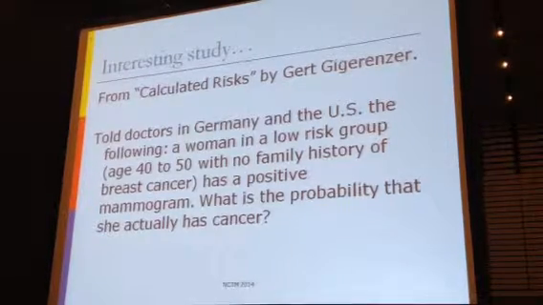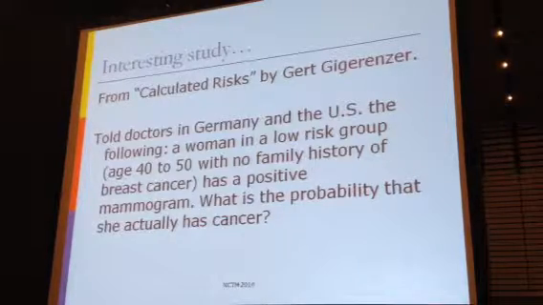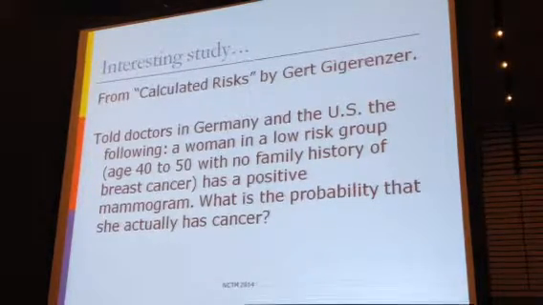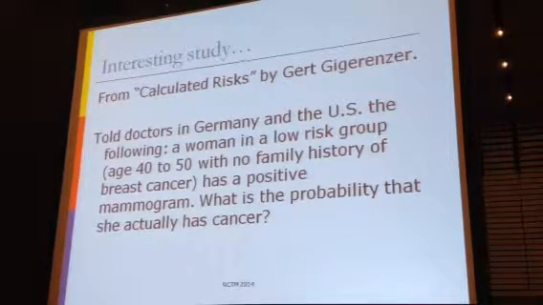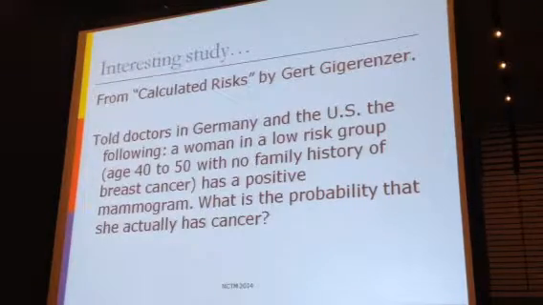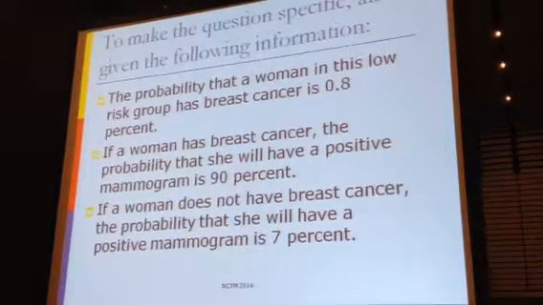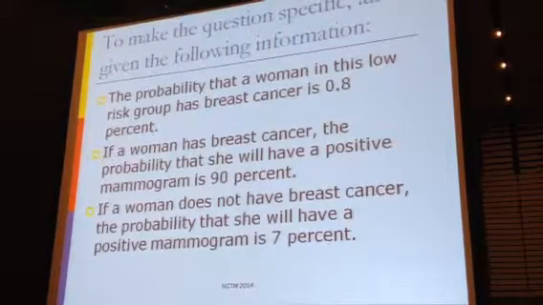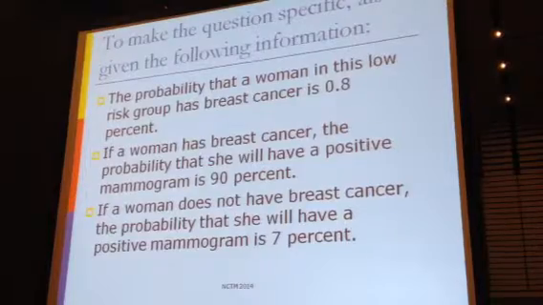He said a woman in a low-risk group, low risk for breast cancer, and he defined that as being between the ages of 40 and 50 with no family history of breast cancer. He says a woman in this group has a positive mammogram. What's the probability that she actually has breast cancer? And he provided the doctors with the standard information that comes about tests, how accurate various tests are.